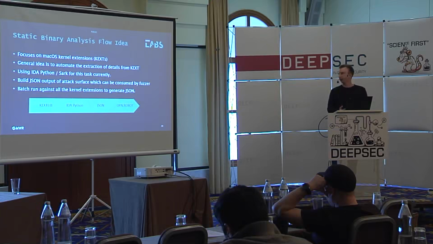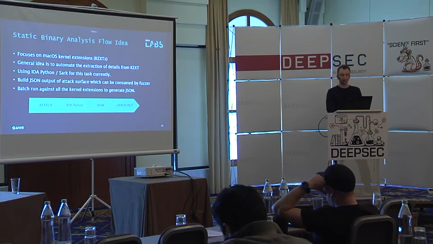So I batch ran that against all of the kernel extensions. There are hundreds of kernel extensions, which means the attack surface is quite large. I pulled out all of that in JSON format, and then stored that. So the flow of the process is kxtlib, which is used in IDA to create the JSON, and then feeding it to my fuzzer called Opal Robot.